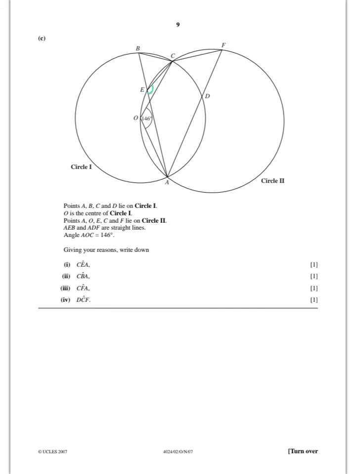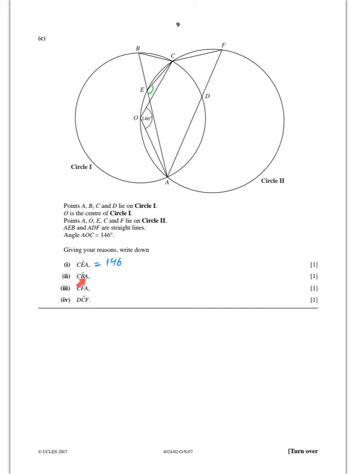Now if you observe, these two angles lie on circle 2, right? O is the center of circle 1 but not the center of circle 2, right? So with respect to circle 2, these two lie on the circumference. Is it so? So that means we can apply the property of angles in the same segment. So for the first part, CEA, I can say that CEA will be 146 as well, and the reason is angles in the same segment.